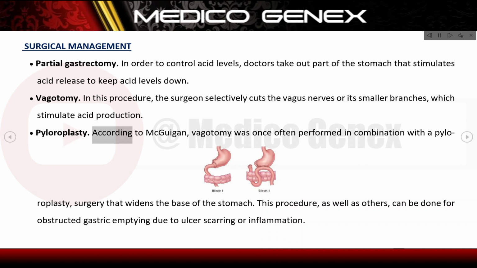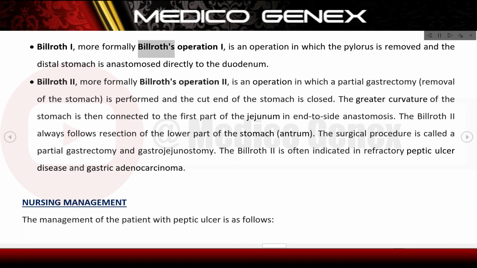Pyloroplasty. According to McGuigan, vagotomy was once often performed in combination with the pyloroplasty, surgery that widens the base of the stomach. This procedure, as well as others, can be done for obstructed gastric emptying due to ulcer scarring or inflammation. Billroth I, more formally Billroth's operation I, is an operation in which the pylorus is removed and the distal stomach is anastomosed directly to the duodenum.